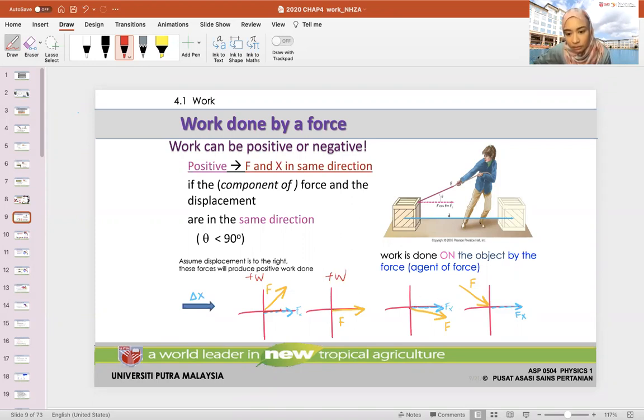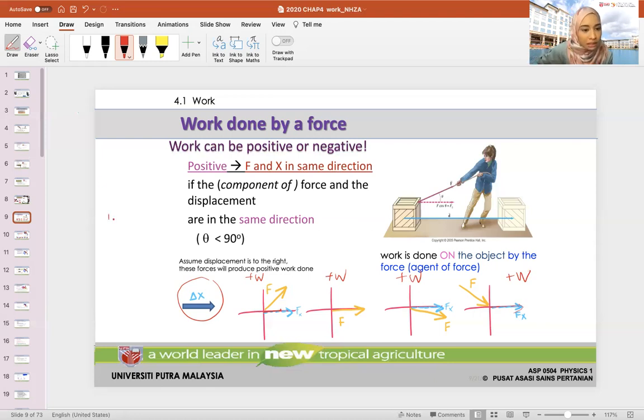This guy, when I resolve it, I have a positive Fx, an Fx component to the right. This is the same direction as delta x, positive work done. This guy, it's pointing downwards like this, but if I resolve it, it goes to the right. This guy is also to the right, so I would still get positive work done. How do you know whether it's positive or negative work done? Your force and displacement are in the same direction.